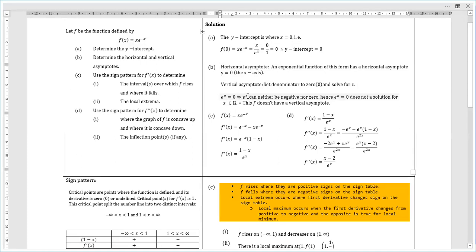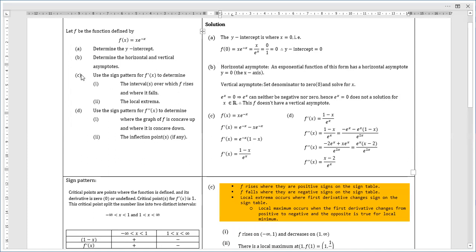It follows the fact that e to the power x can neither be negative nor 0. Hence, e to the power x equals 0 does not have a solution, for x an element of what? Real numbers. Therefore, we conclude here that this function does not have a vertical what? Asymptote. All right, we move on to the third question.